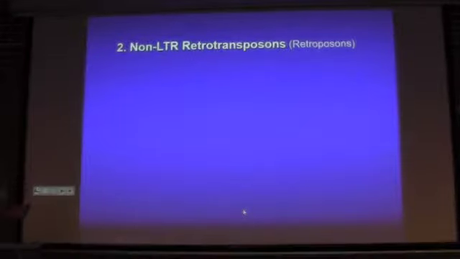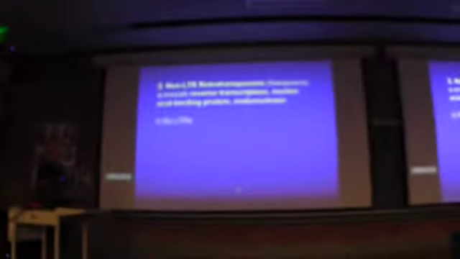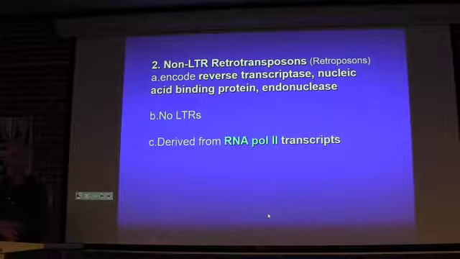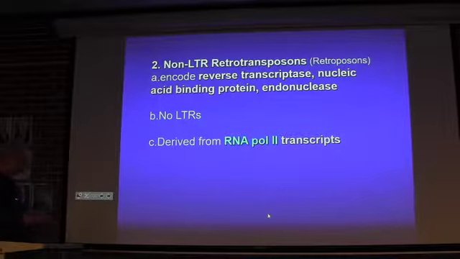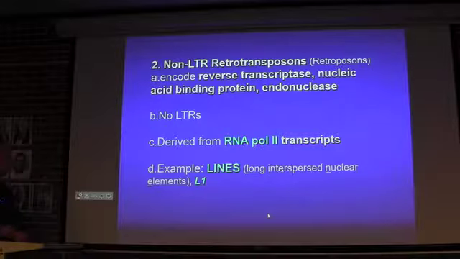The second are the retrotransposons, non-LTR retrotransposons, or sometimes just called retrotransposons. And they encode reverse transcriptase, nucleic acid binding protein, endonuclease. We're beginning to deviate here. No long terminal repeats, as the name suggests, derived from RNA Pol II transcripts. Example, LINEs. Long interspersed nuclear elements.